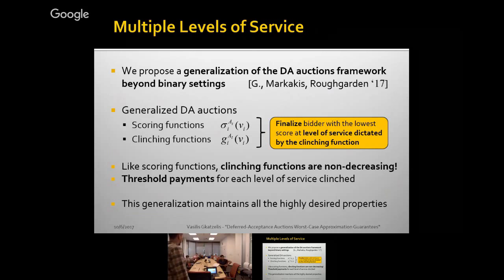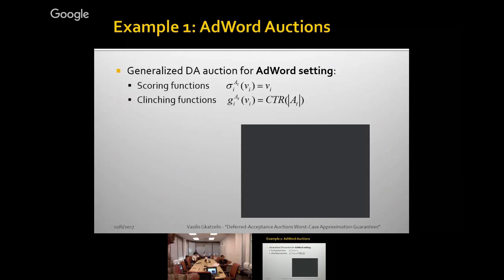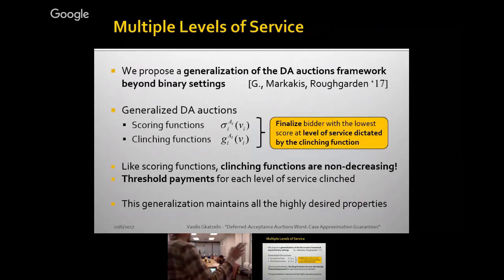You have a value for a click. So your level of service, then your value for different levels of service is implied by that parameter, combined with the click-through rate, say. Right? And I'm going to show also an example in scheduling later on. Okay, so the important thing to understand here is, apart from the scoring function, now you have this clinching function.